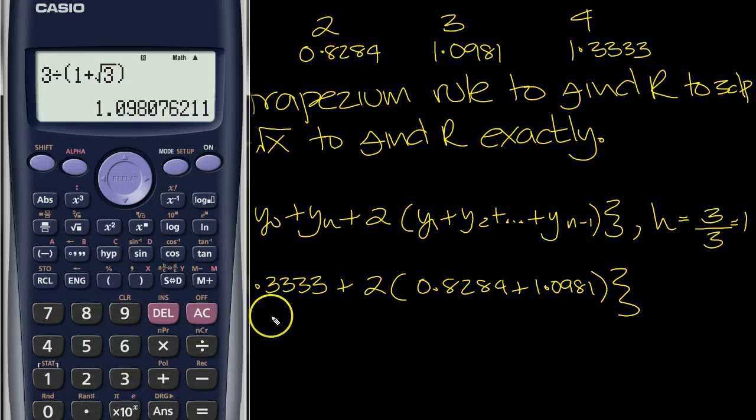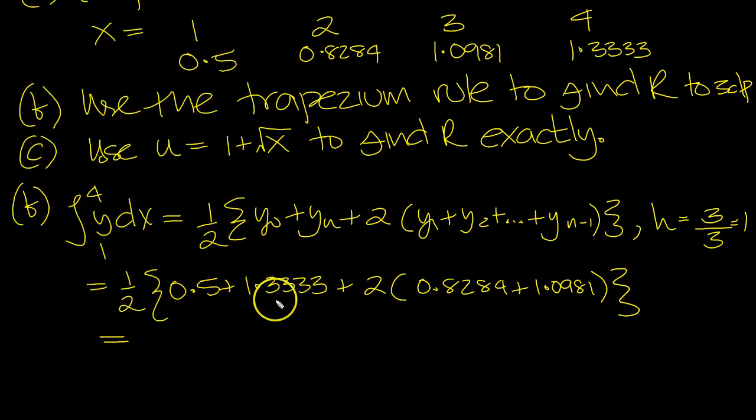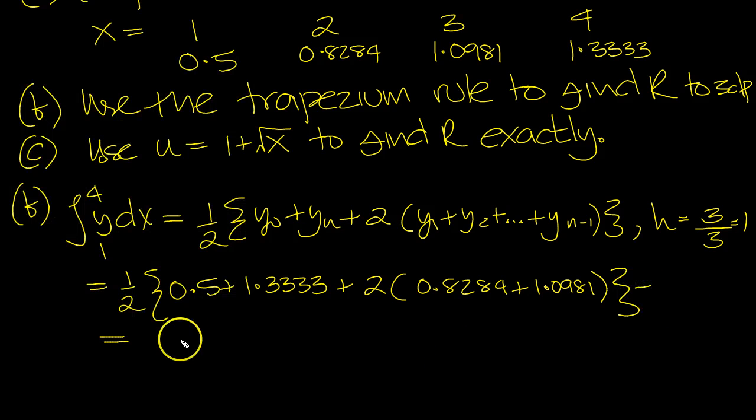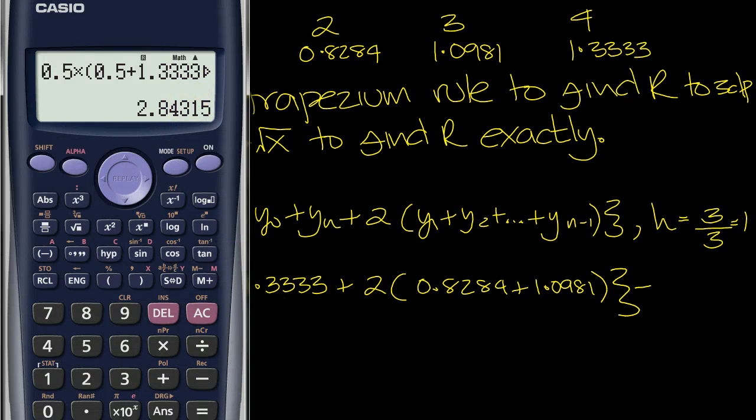So let's do this on the calculator then. It's a half, or 0.5 times bracket, and then it was 0.5 plus 1.3333 plus 2 times open bracket 0.8284 plus 1.0981, close that bracket, close the bracket for the whole thing, equals 2.843. And that was to 3 decimal places.